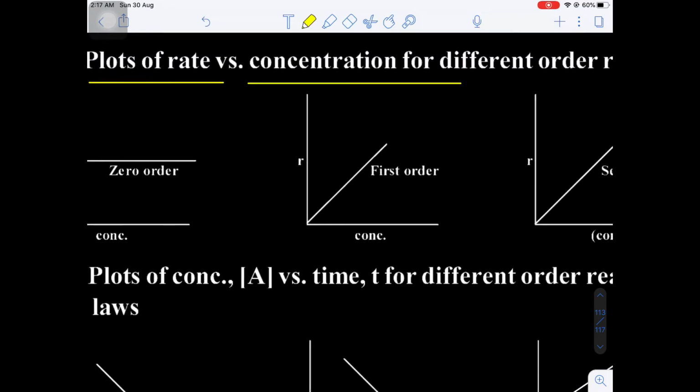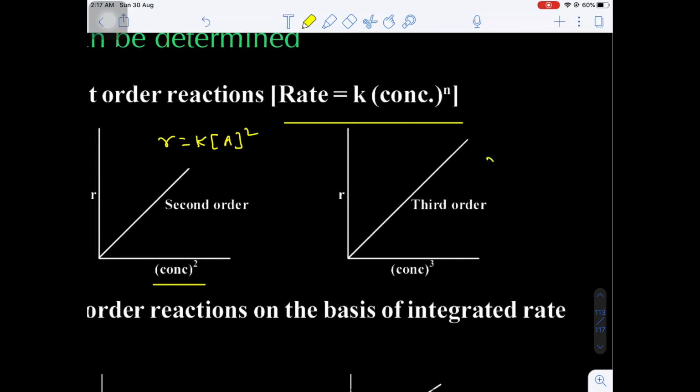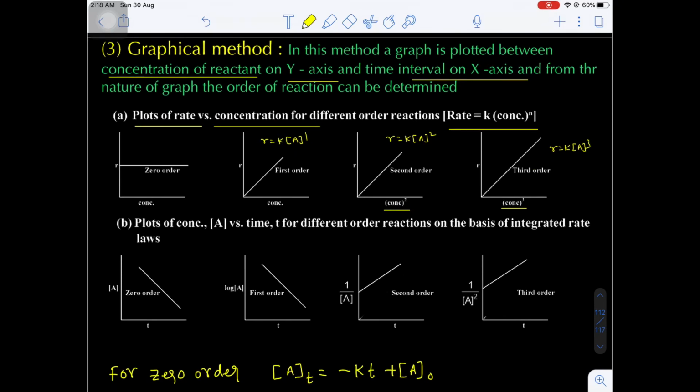Now the rate of a reaction R is equal to k times A to the power 1. This is in the form of y is equal to mx, first order kinetics. Now rate is equal to k into the concentration of A to the power 2. It is also in the form of y is equal to mx, because on the x-axis you are taking the square of the concentration. For third order reaction, R is equal to k times A cube. It is also in the form of y is equal to mx, because on the x-axis we are taking the cube of the concentration. Now the second graph is given between concentration versus different time intervals.